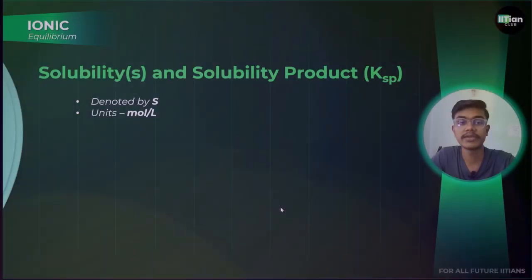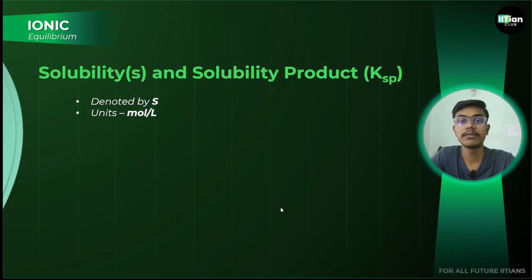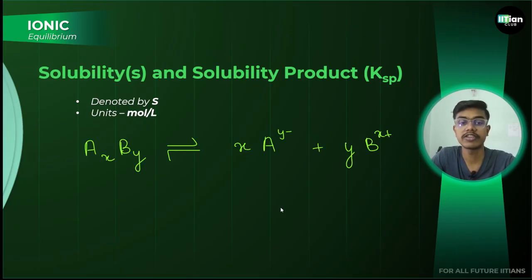Next, we have solubility and solubility product. This is mostly tested in JEE Mains. Solubility is denoted by S and the unit is moles per liter. Let's say you have a sparingly soluble salt in the equilibrium reaction like this. AxBy is the salt, and initially you have C concentration, and at equilibrium, due to its solubility S, you are having a relation like this. The moles of A and B ions are given here by xS and yS.